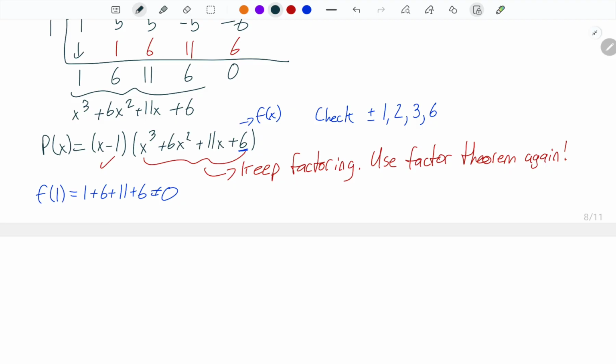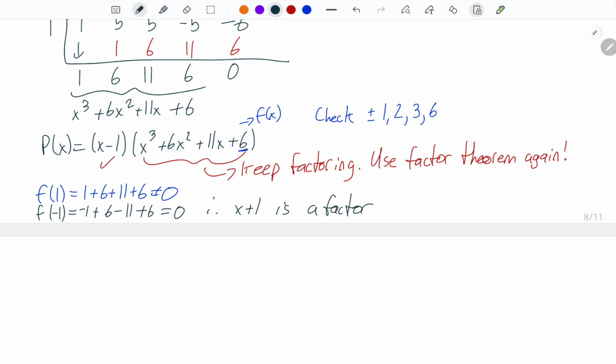So let's check some negative numbers out. I'm going to check negative 1. Negative 1 plus 6 minus 11 plus 6. That actually does end up equaling 0. So therefore, x plus 1 is a factor.